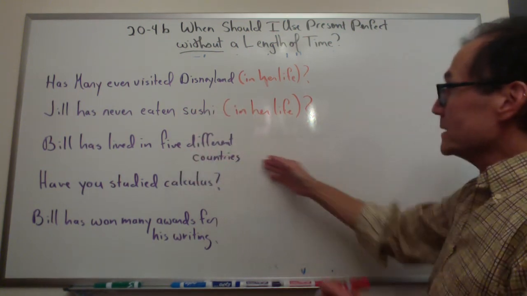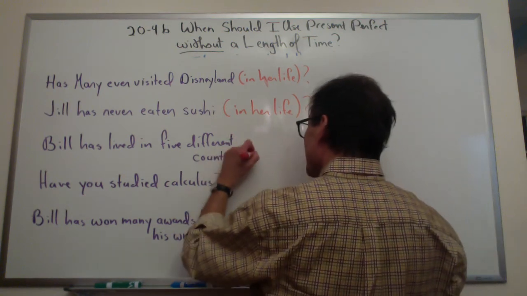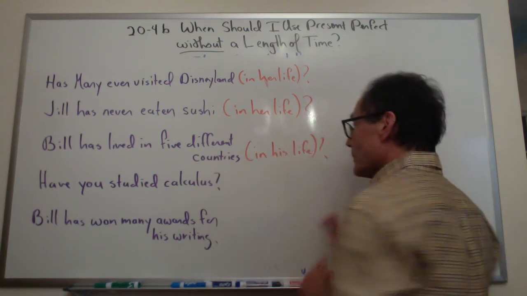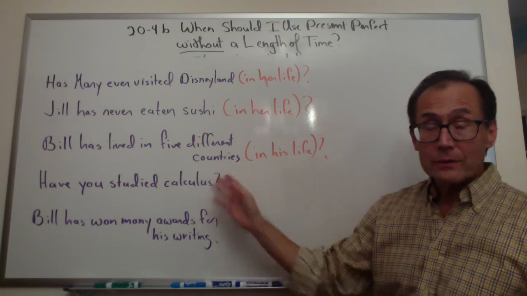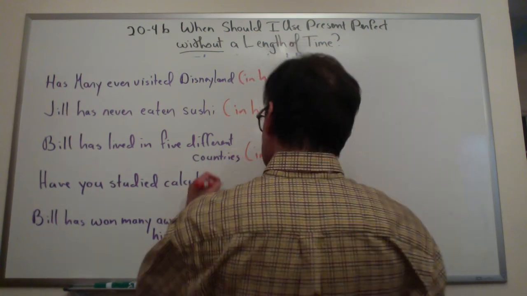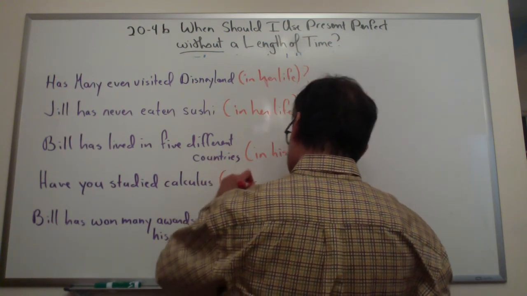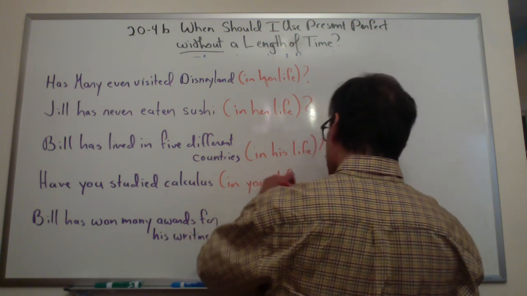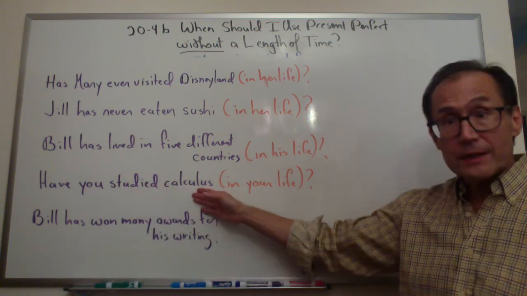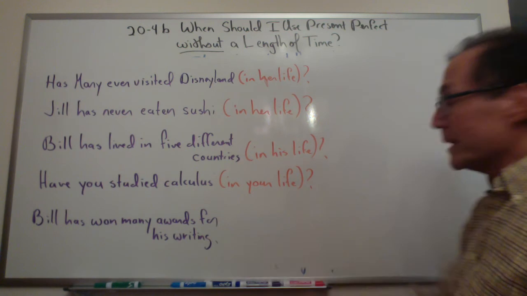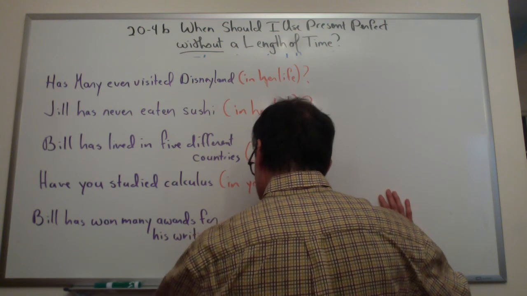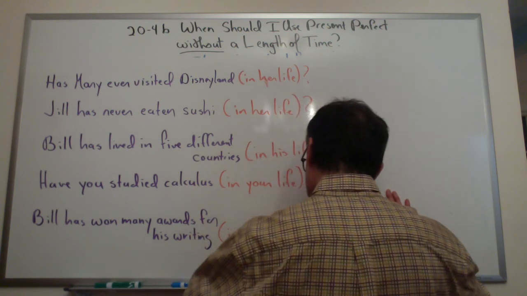Or, Bill has lived in 5 different countries. And again, I could add, in his life. It means from the time he was born until now, he has lived in 5 different countries. Have you studied calculus? Again, I could be asked, in your life. So if I want to know, sometime between the time you were born and now, have you studied calculus? I can say, have you studied calculus? Bill has won many awards for his writing. Again, the time frame we're thinking about is in his life.